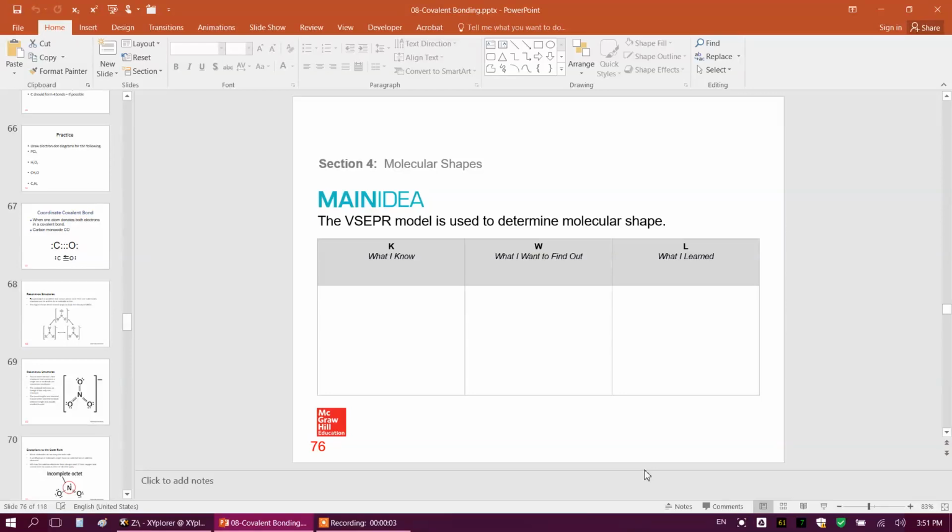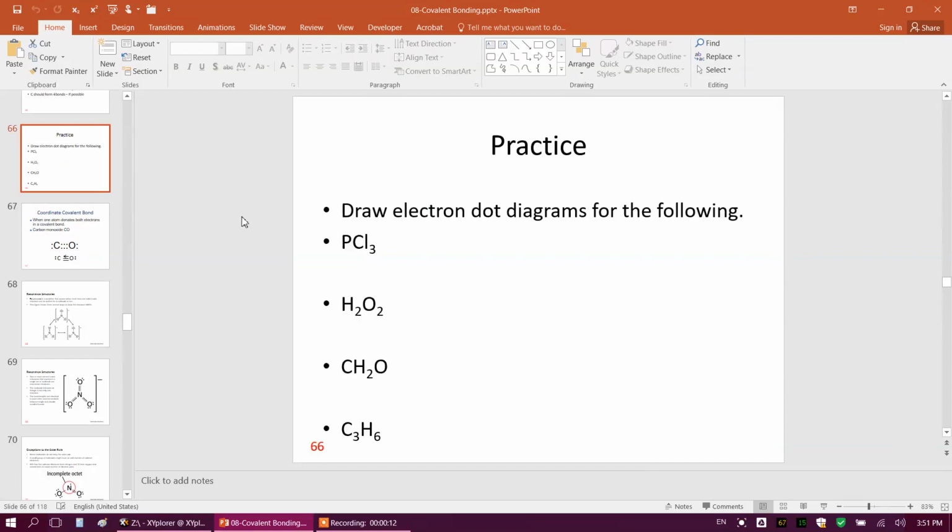Hello everybody. So today we'll move on to section 4, molecular shapes. Before we move on, I would like to talk a little bit about this practice.